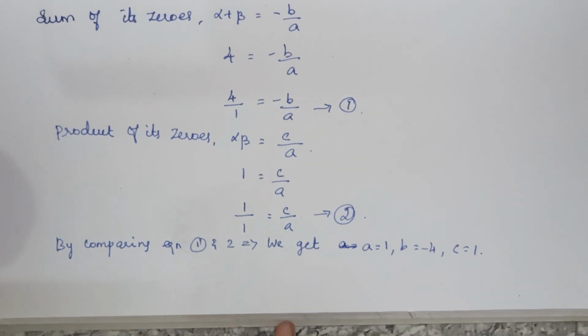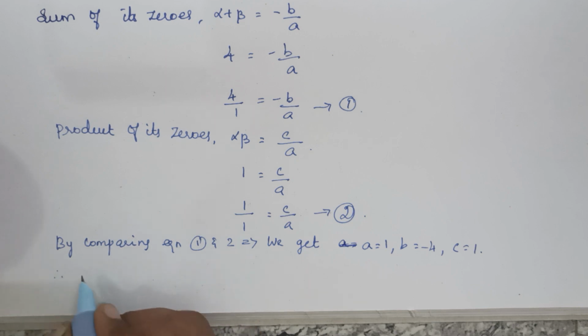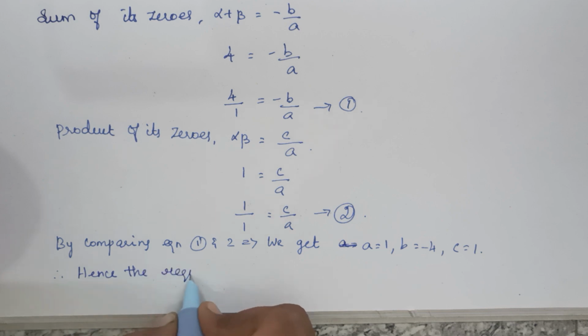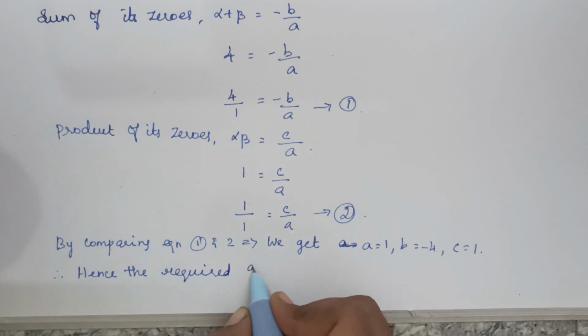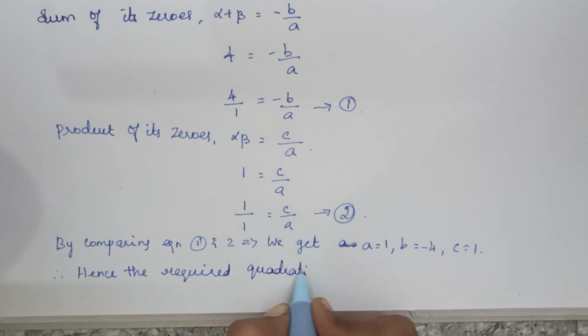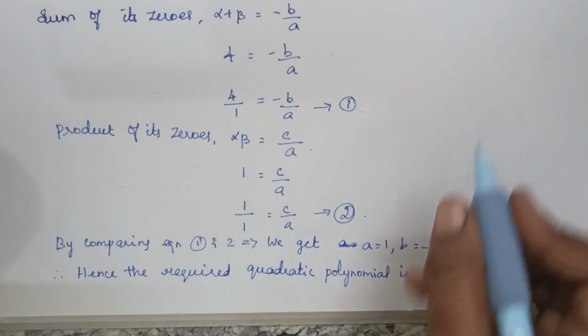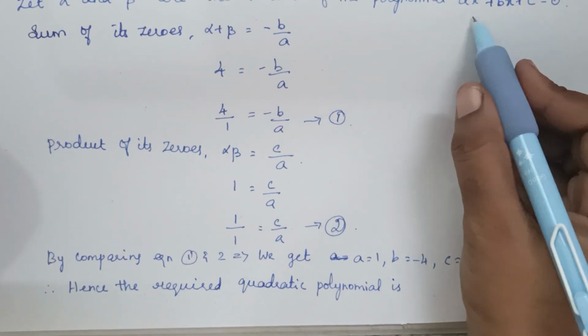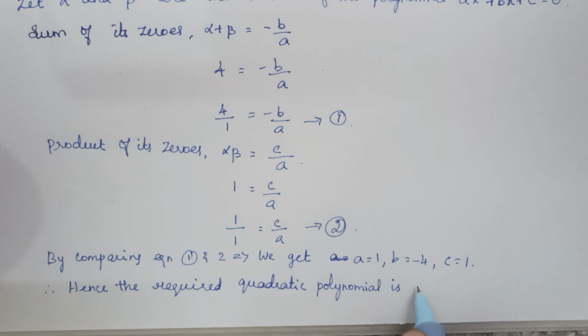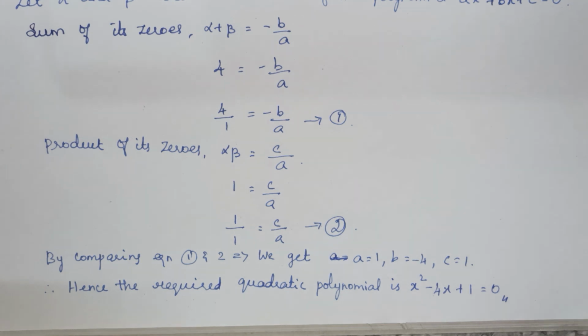Okay, now hence we write the required quadratic polynomial. Substitute the a, b, c values in this equation. So a equal to 1, so that is x square, minus, b equal to minus 4, so minus 4x plus c equal to 1, is equal to 0. So therefore x square minus 4x plus 1 equal to 0.